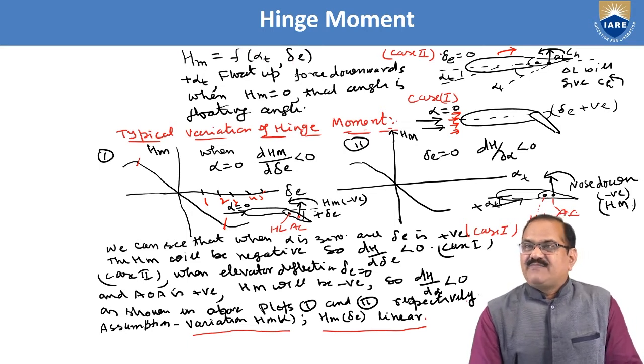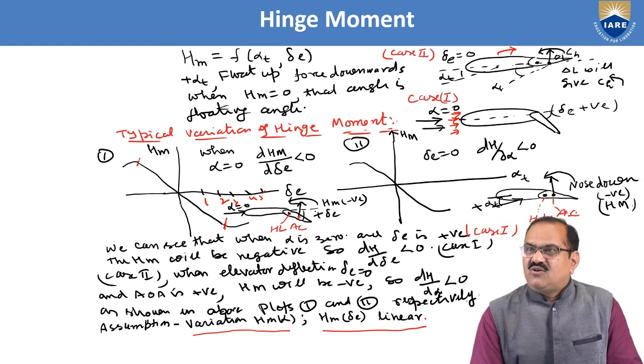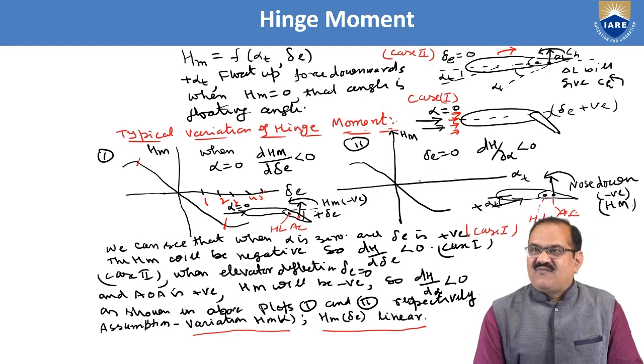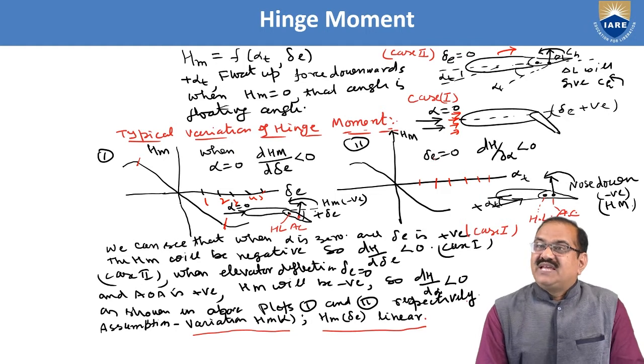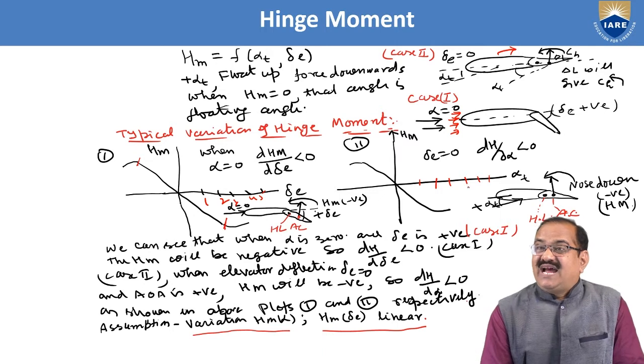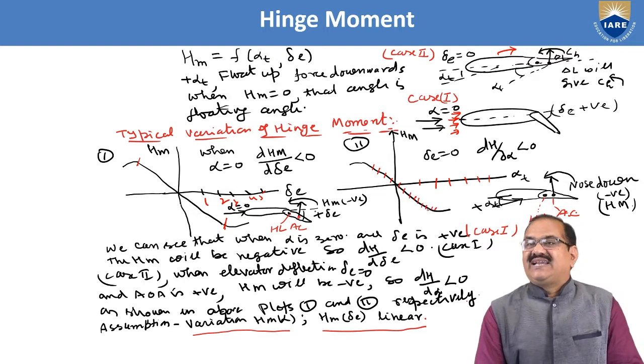In the second case, delta E is 0. Delta E is 0 means that the deflection of the elevator is 0 and alpha is varying. So you can see here alpha 1 degree, 2 degree, 3 degree, 4 degree, 5 degree, and so on. In this condition delta E will remain 0, so what will happen? As you increase this alpha t, your HM will decrease. Okay, HM is decreasing.